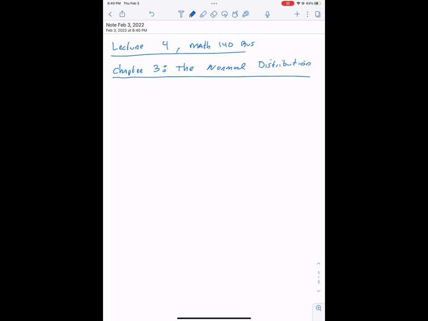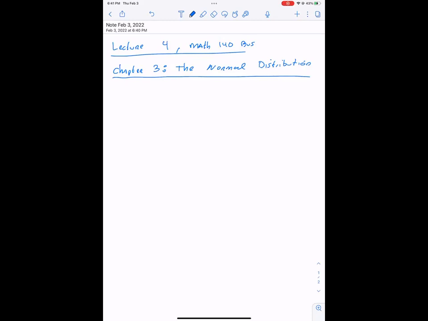Chapter 1 was about visual displays and some basic definitions. Chapter 2 was about measures of center and measures of spread. And now we move on to chapter 3, which is our first distribution.